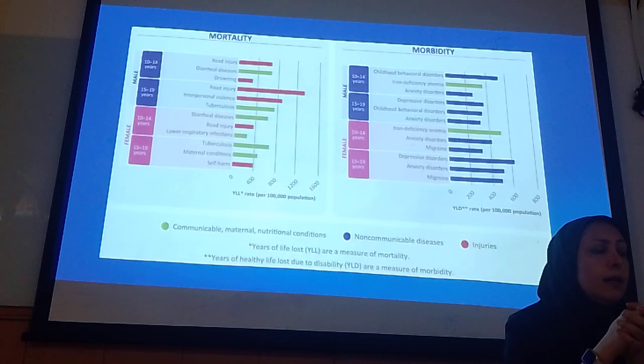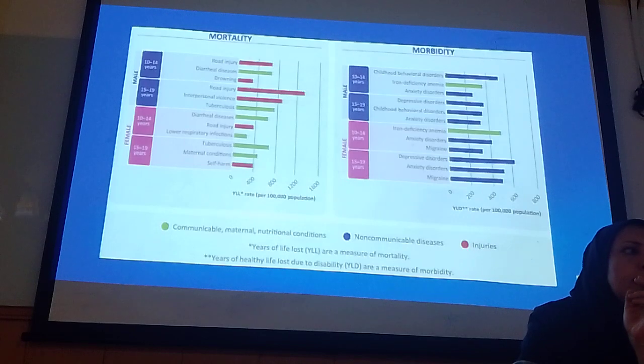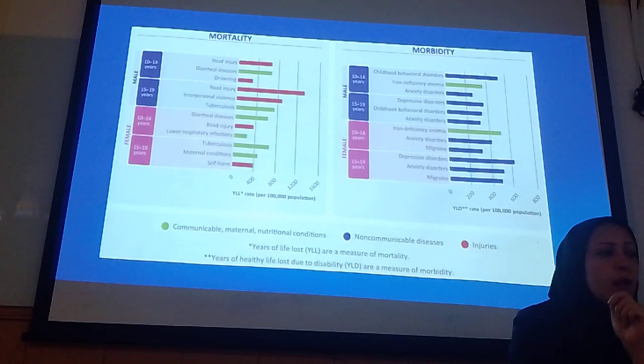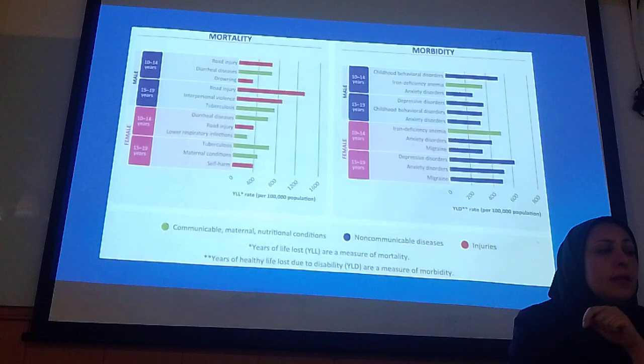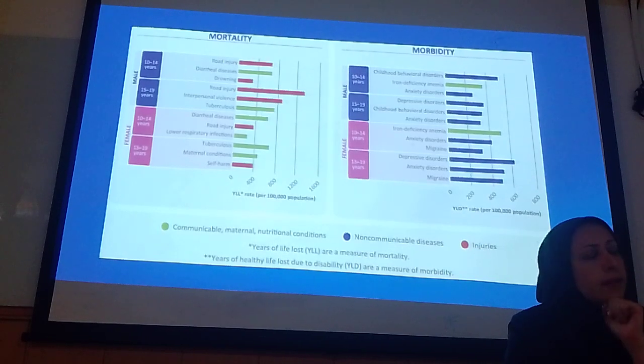And the common morbidity you can see in this slide, in all groups, in both male and female, is childhood behavior disorders. It means that childhood behavior disorders are a major and common morbidity and mortality that is preventable. We can prevent it, and it is very, very important in the adolescence stage. Here are childhood behavior disorder, depressive disorder, anxiety disorder, and migraine that correlates to behavioral disorder too. And it is very, very important because it is preventable.